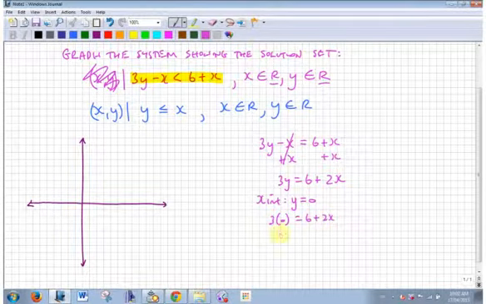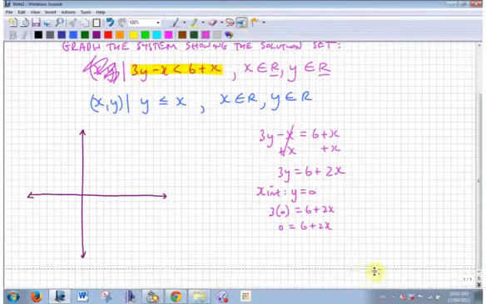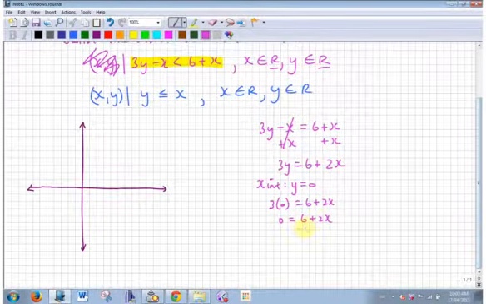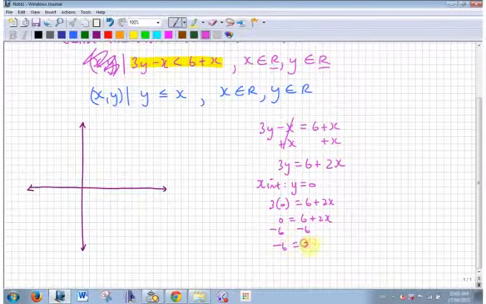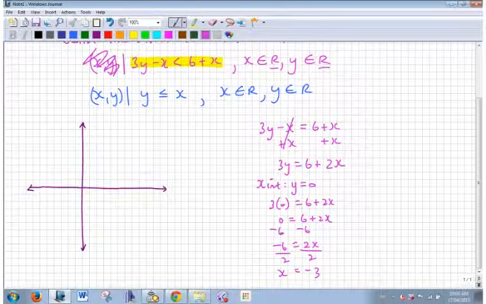That's 0. How do I solve that thing for x? Want to get rid of plus 6. Subtract it from both sides. Negative 6 is 2x. Divide by 2. X-intercept is negative 3. What's the coordinate point I want to plot?